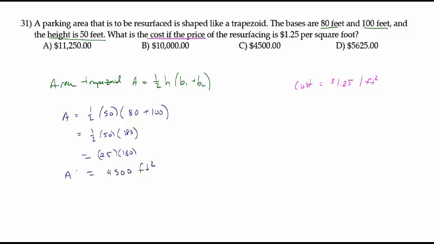So that's my area. So now moving on to the cost. Like I said, the cost is going to be $1.25 per square foot. And I have 4,500 square feet. So multiplying those two together, I'll end up with 5,625. So the cost will be $5,625.